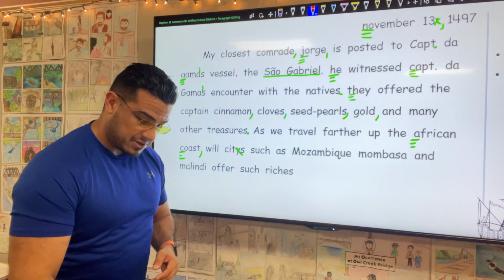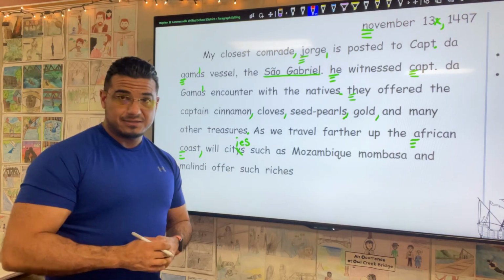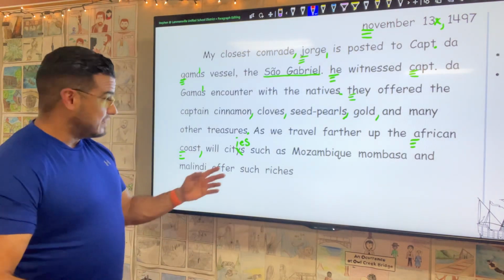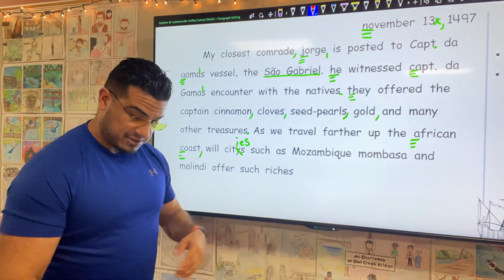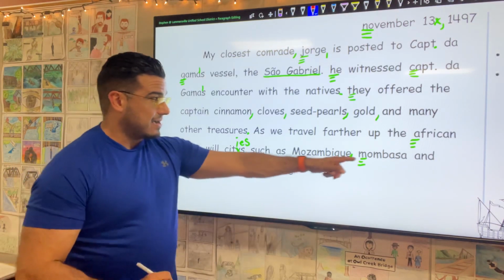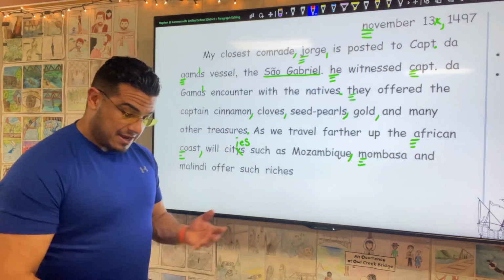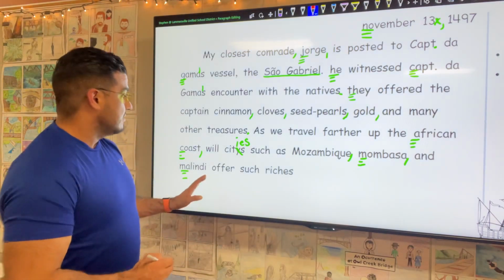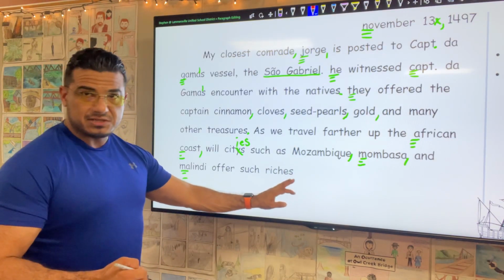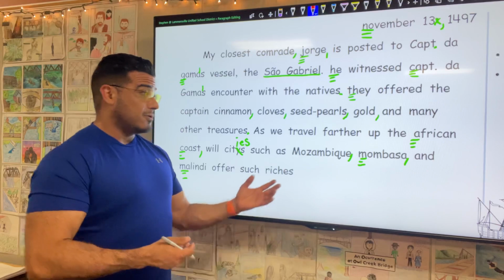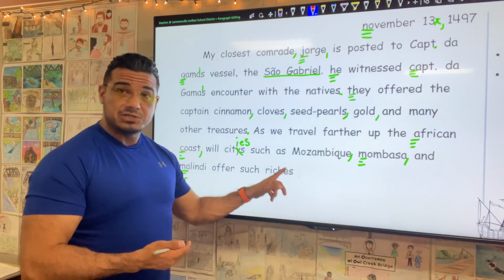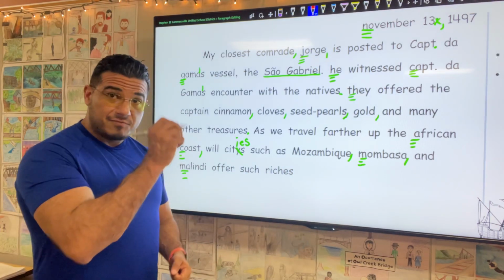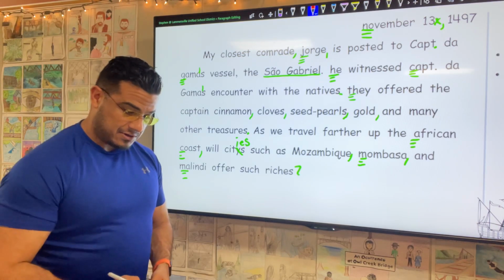So the plurality, we're going to add I, followed by ES, such as Mozambique, perfect, we're capitalized, comma, we're listing another one. Mombasa, let's capitalize it, it's a name, comma, and Malindi, capitalizing that third city, offer such riches. And it's a rhetorical question, or perhaps it's an actual question, which means we should conclude it with an interrogative punctuation mark, a question mark.